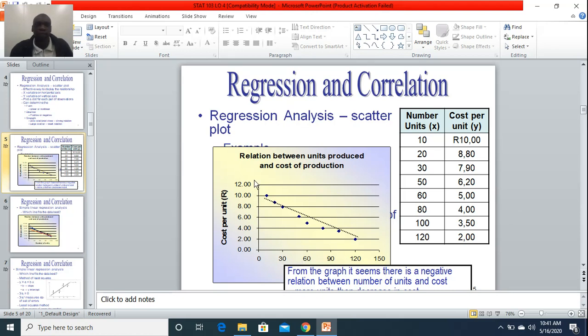When x is 10, y is 10, this is the point. When x is 20, y is 8.8, this is the point. After drawing, we can see, do we have a pattern? If we have a pattern, it means we have a relationship. Like in this case, one variable was increasing, the other one was decreasing. So we have a negative relationship. So that is our scatter plot.